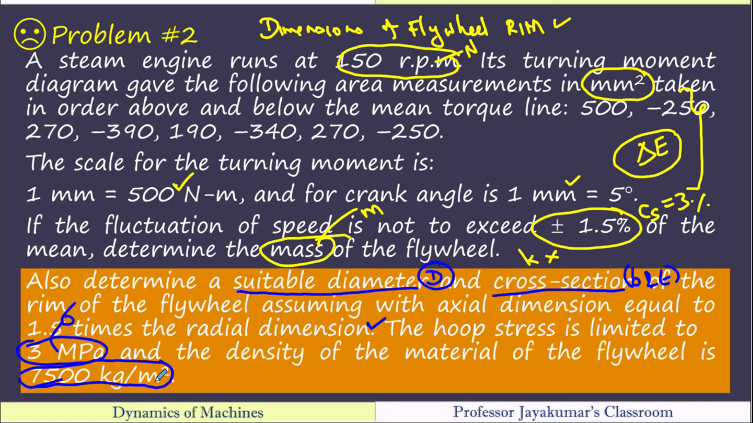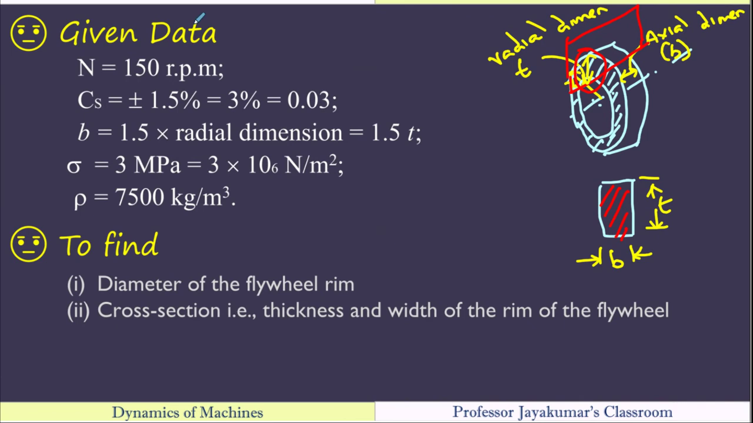Okay. So these are the given data. RPM given, CS given, hoop stress sigma is given, then rho given. Okay. Let us understand the flywheel rim first. In this flywheel, as you could see, the shaded area is nothing but the rim of the flywheel. If you take this as an axis, this dimension is what I call axial dimension. This dimension is what I call radial dimension.